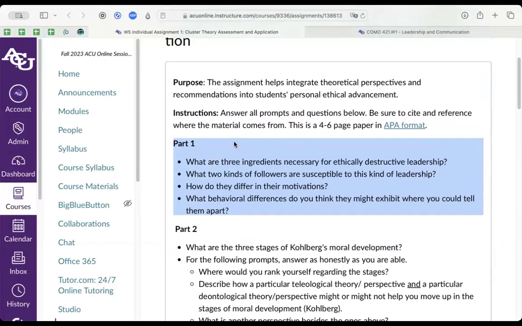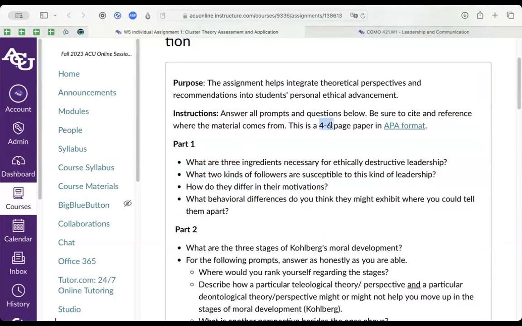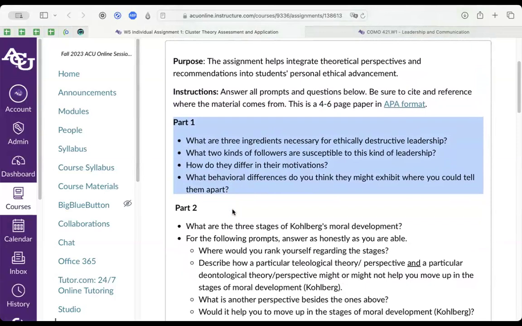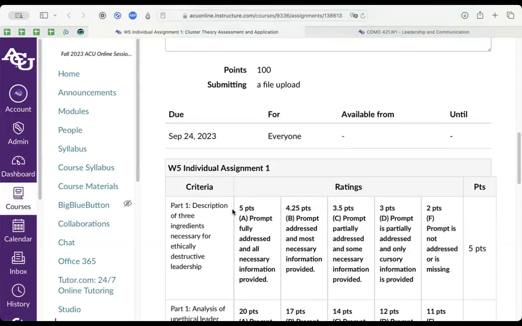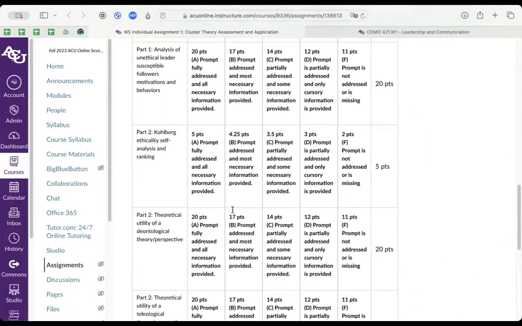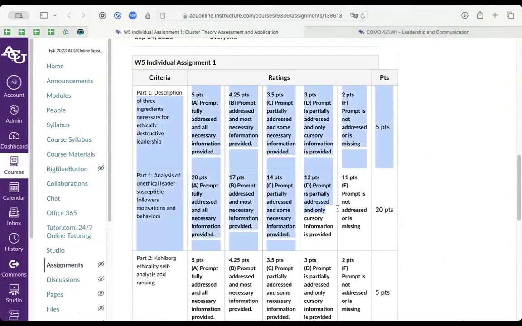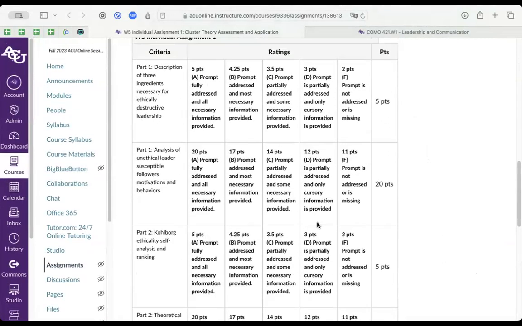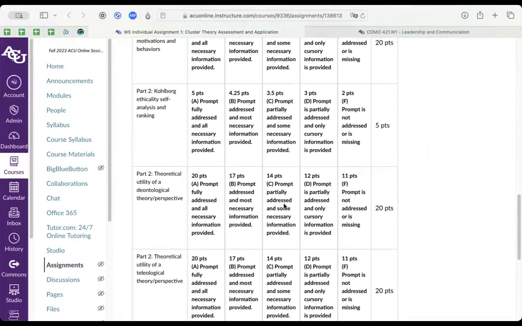And so you might look and say, okay, 4 to 6 pages, I'll just divide that equally and give 1 1/3 to 2 pages each. Well, let's take a look at the rubric and see what the rubric suggests there. Because if we break this down here, we see that part 1 is 25 points out of 100. So that's a quarter of the points.